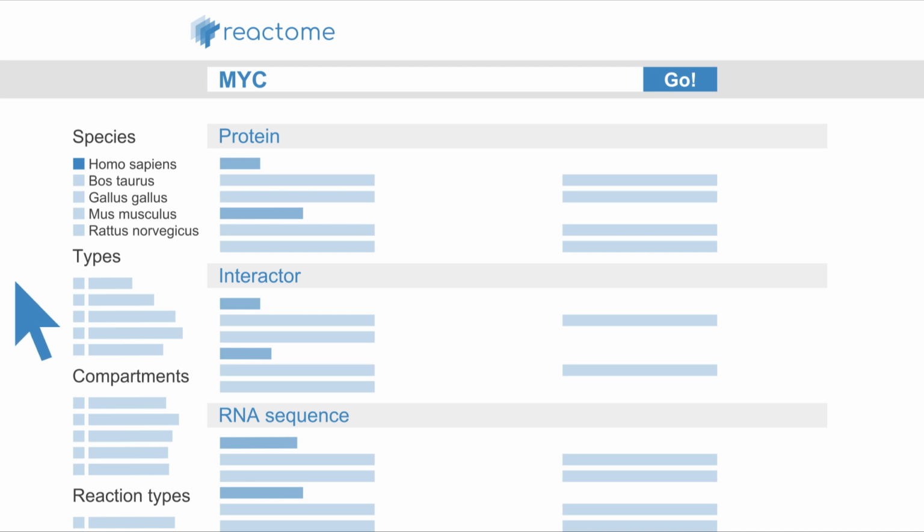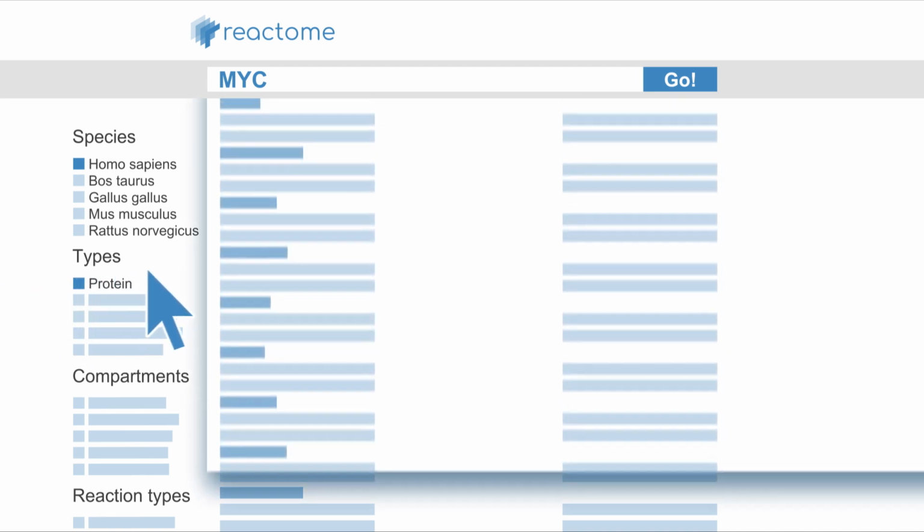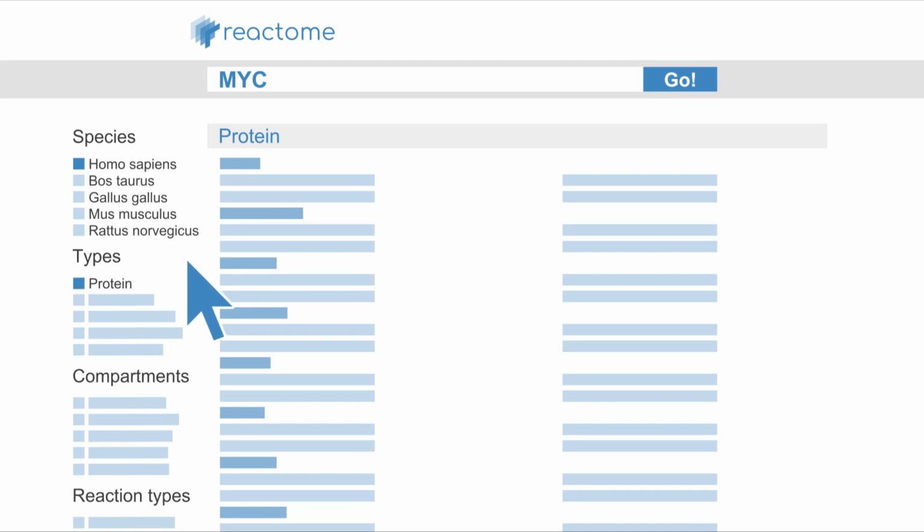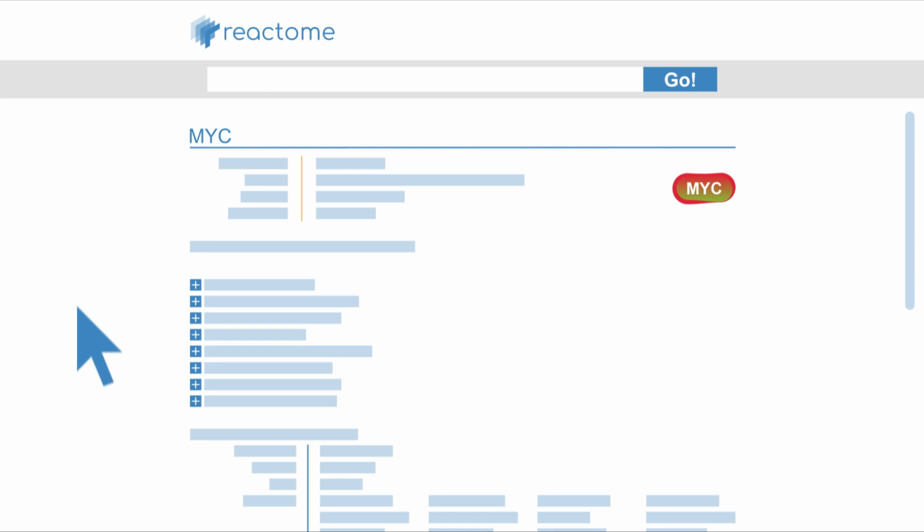You can filter your results using the sidebar checkboxes. You can click on any of the results to go to a detailed page. For example, we can click on this one and see all the information about this protein.